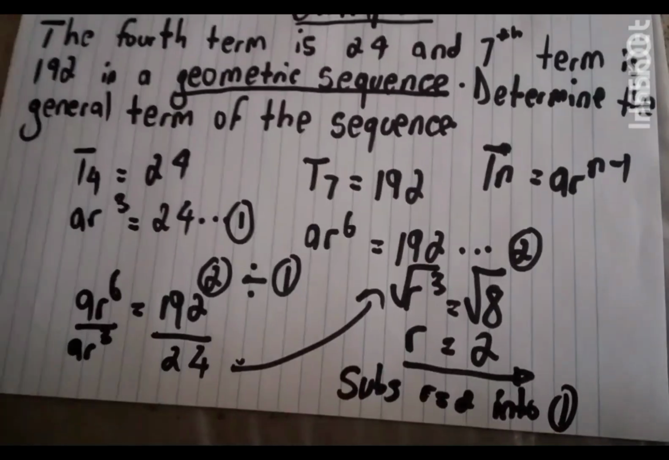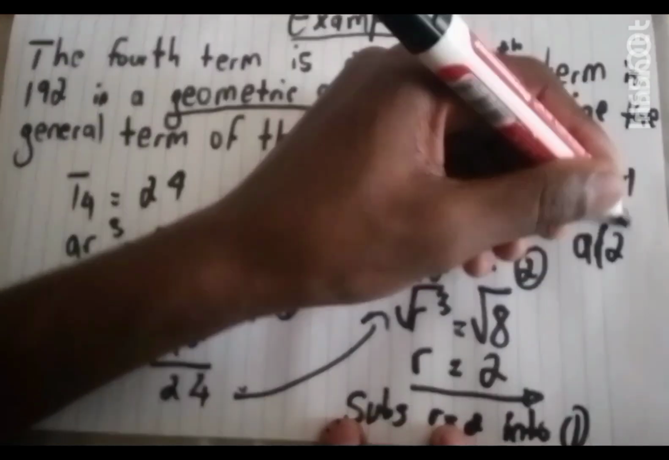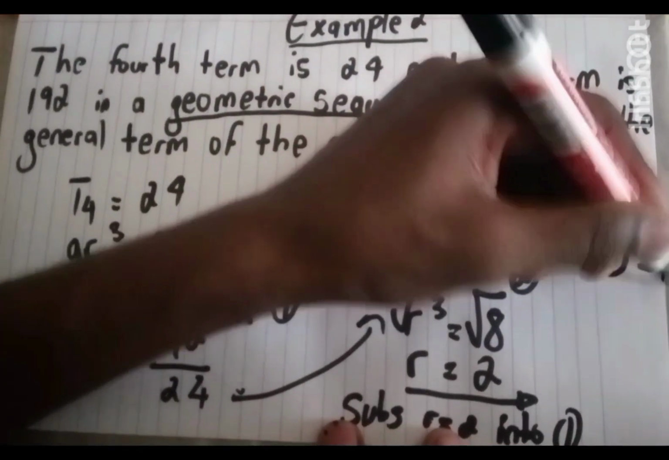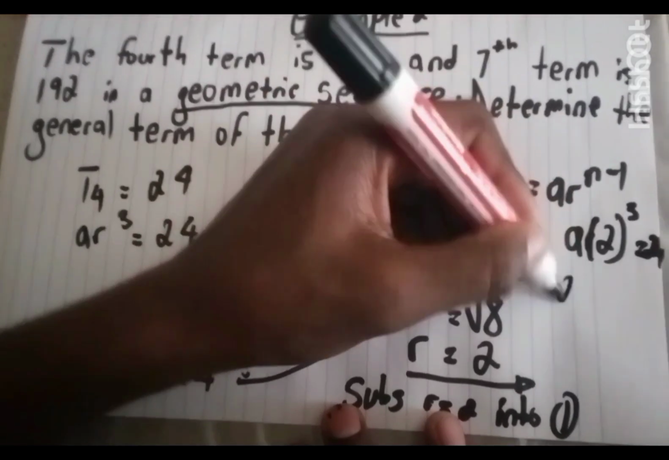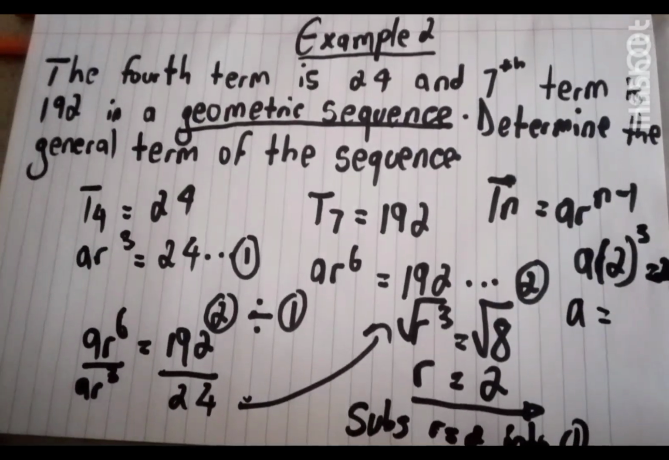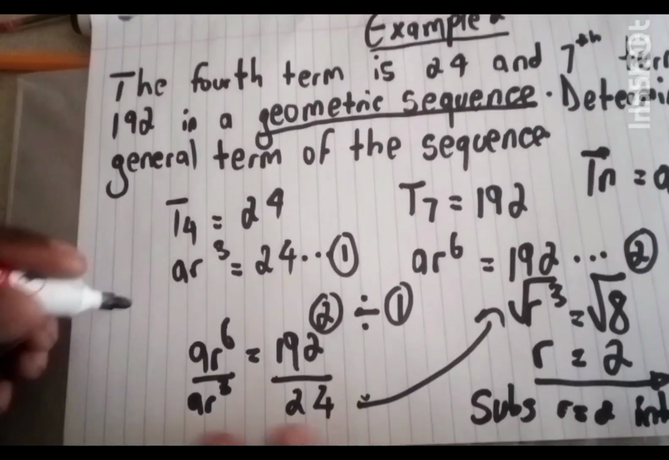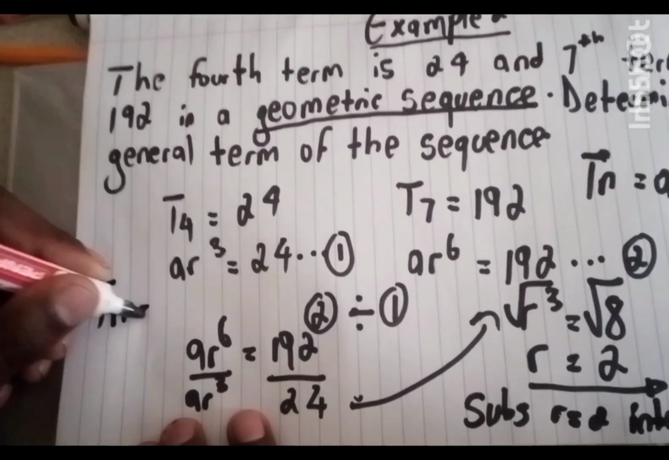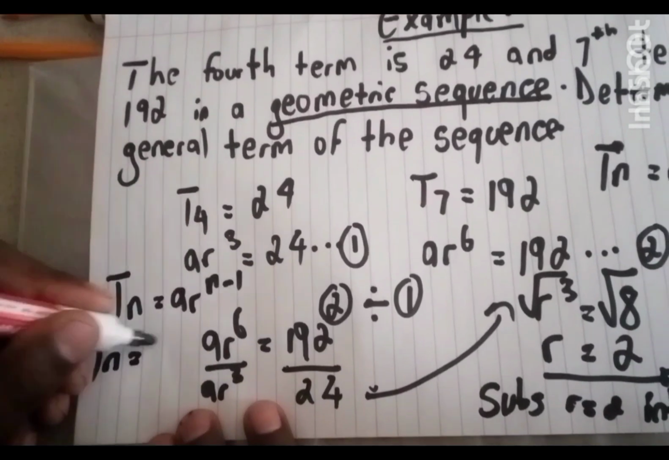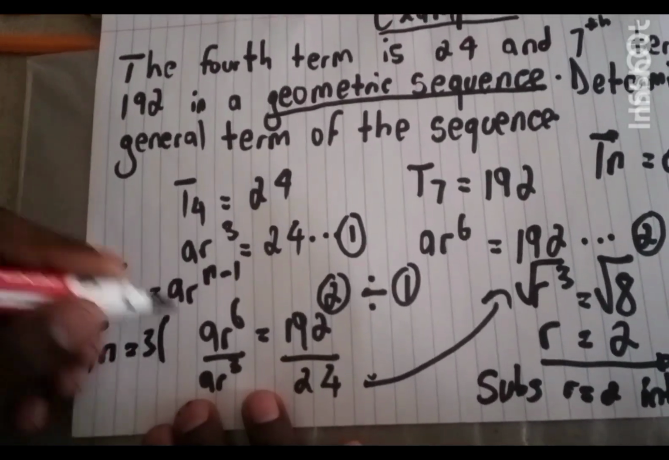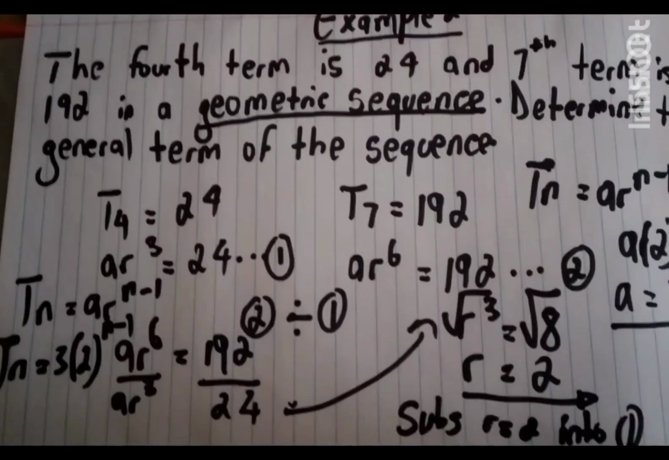Equation 1 is much simpler than equation 2. So it's going to be a times 2 to the power of 3 is equal to 24. Then 2 to the power of 3 is 8. 24 divided by 8 is equal to 3. So our first term is equal to 3. Then the general equation for this type of sequence, Tn is equal to ar to the power of n minus 1, where a is equal to 3 and our common ratio r is equal to 2, is 3 times 2 to the power of n minus 1. That's how we can determine the general term for this type of sequence.